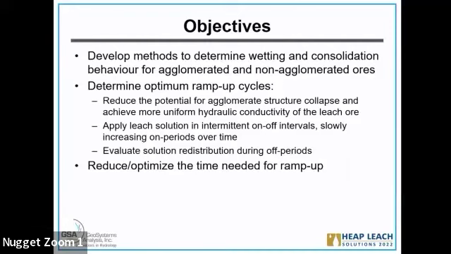So the objective for us is to develop a method to determine the wetting and consolidating behavior for agglomerated and non-agglomerated ores, and to determine the optimal cycle, but we need to develop an approach to get that done. The purpose is to reduce the potential of agglomerate structure collapse and achieve more uniform hydraulic properties, or in other terms, more uniform solution distribution in a profile.